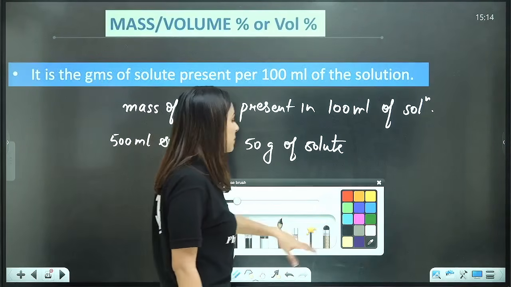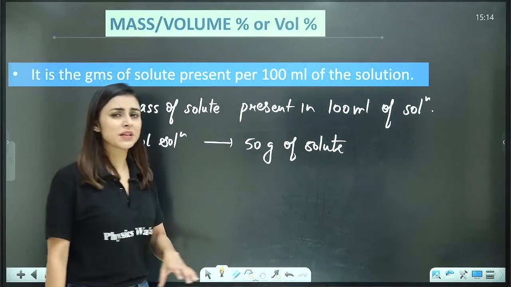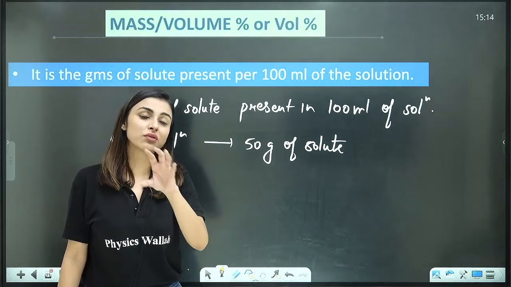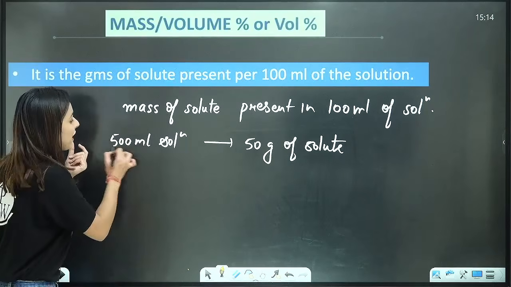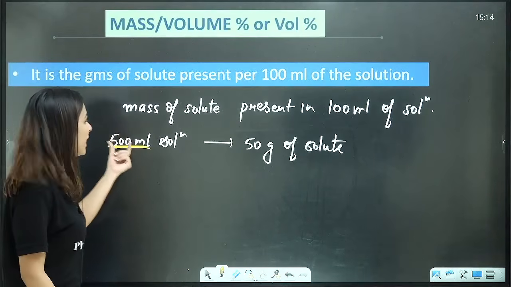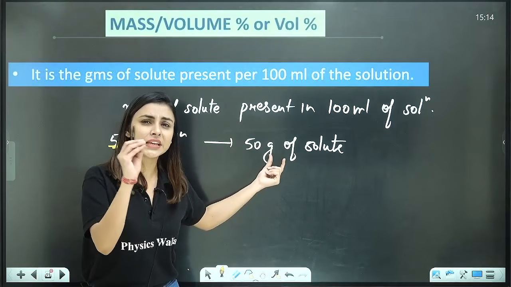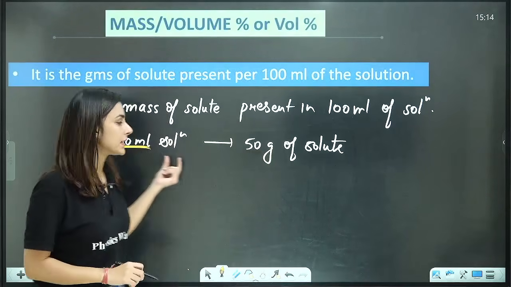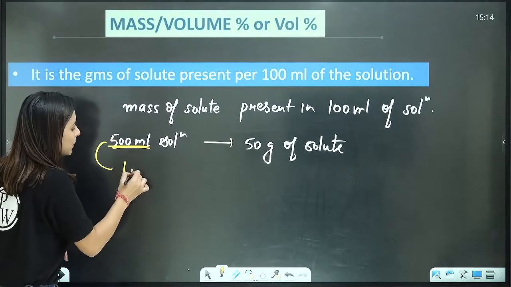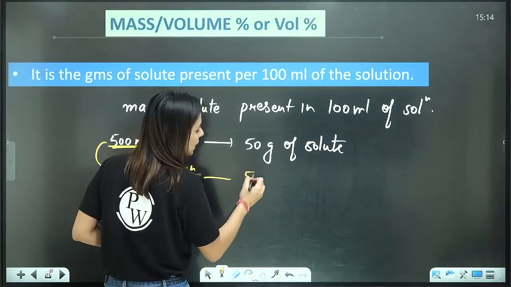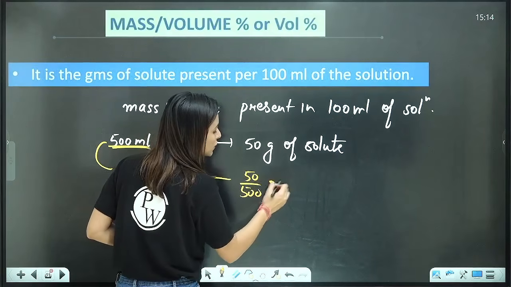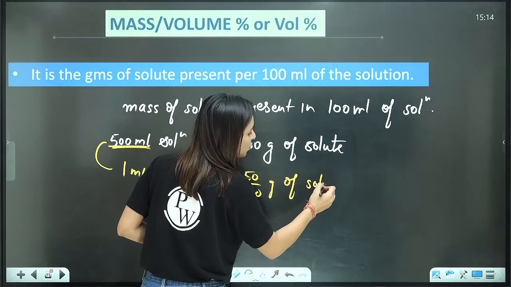So you know that mass by volume percentage tells me how many grams of your solute is present in 100 ml of solution. Now you have 500 ml of solution, in which you have 50 grams of solute. So if you have 1 milliliter of solution, then how much will you have? 50 upon 500 grams of solute. Basic unitary method.